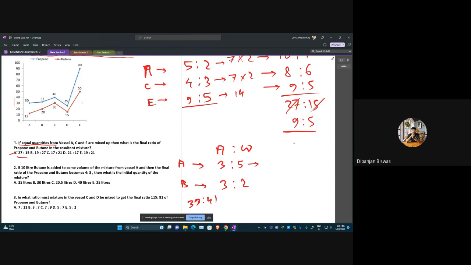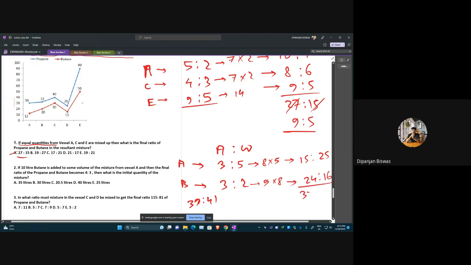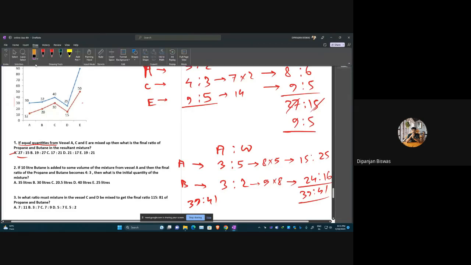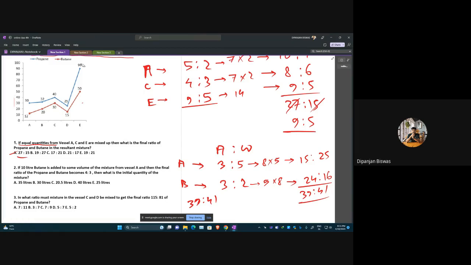Here the total quantity is 5 plus 3, 8. Here it is 3 plus 2, 5. So to make it equal, we have to cross multiply. We have to multiply here by 5 and here by 8. So we should be getting 5 into 3, 15 is to 5 into 5, 25. And here again 8 into 3, that is 24 is to 8 into 2, 16. So you should be getting 39 is to 41. Yes, it is the right answer. I guess this method is now clear to everyone. So we'll just move to question number 2.